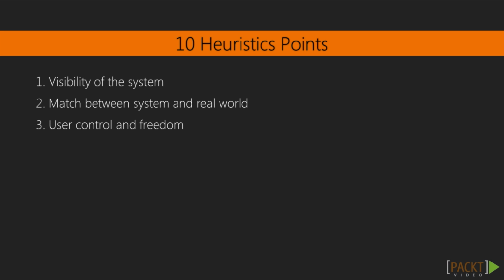Number 3. User control and freedom. A user often chooses the system's functions by mistake. Number 4. Consistency and standards. A user shouldn't have to wonder about the difference between actions that do the same thing. Number 5. Error prevention. Better than a good message when a user makes a mistake, like forgetting to enter a required form field, the user avoids error through good usability.